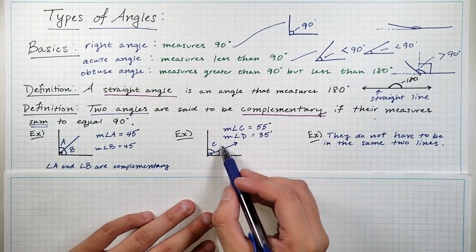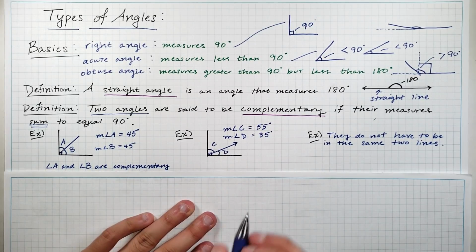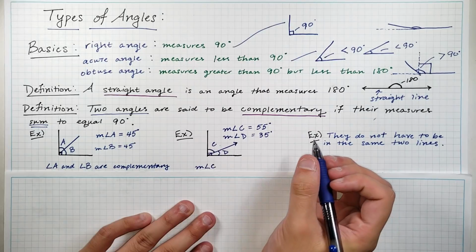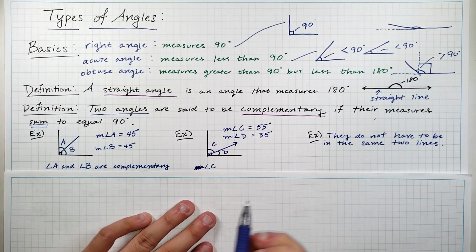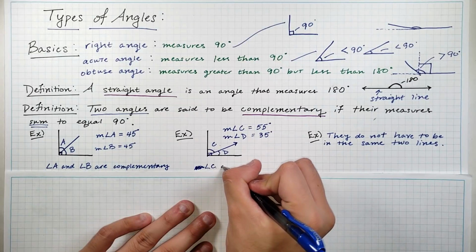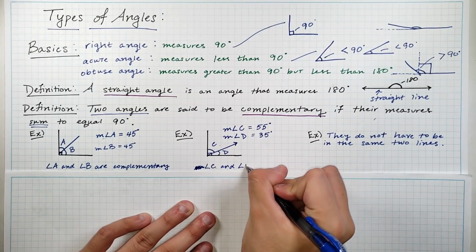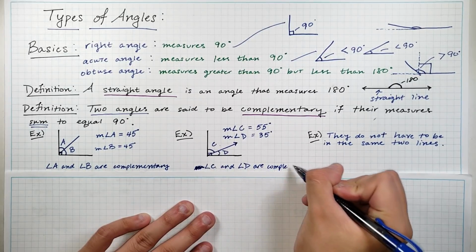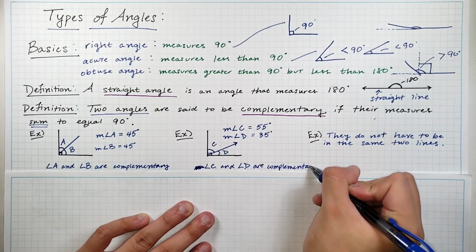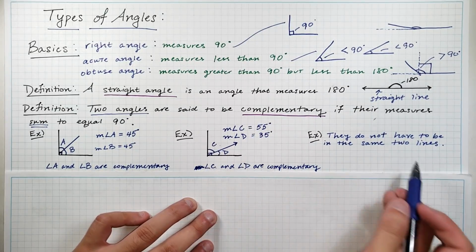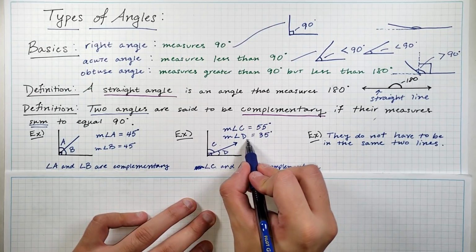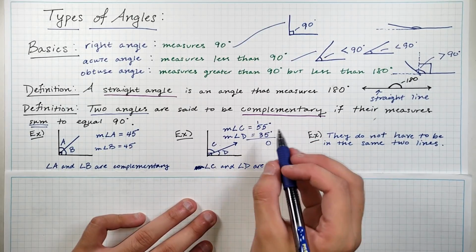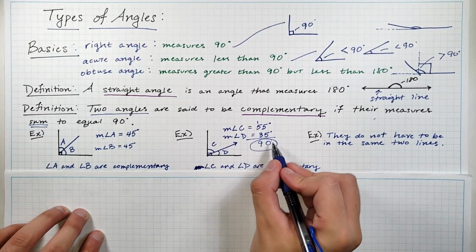What can we say about both of these angles? Just like we said before, we can say angle C and angle D are complementary, because their measures add up to be 90, right? What's 55 plus 35? Well, 5 plus 5 is 0, carry the 1. 1 plus 5 is 6. 6 plus 3 is 9. So we get 90 degrees here.